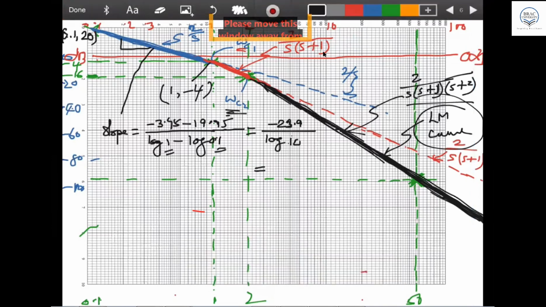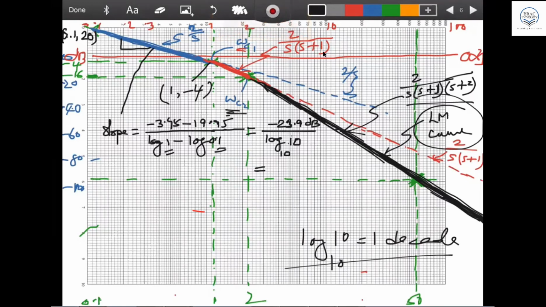Okay, this is 10. Now, log means base 10. Base is 10, right? It is not natural log. Log means base 10. And this is 23.9 dB. And this is 10. So log 10 base 10 by definition is 1 decade. This is decade, base 10. This is not octave, decade. The decade definition is log 10 base 10 is 1 decade.